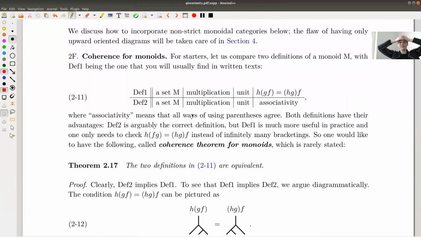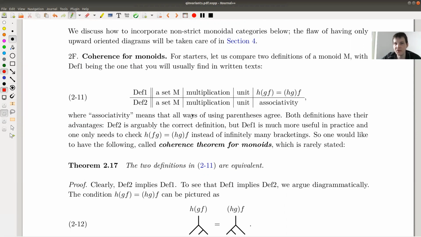And I will now discuss coherence for monoids for a second, and then just wave my hands and say that the same works, if you're a little bit more careful, for monoidal categories. And then I will wrap up and we're done.